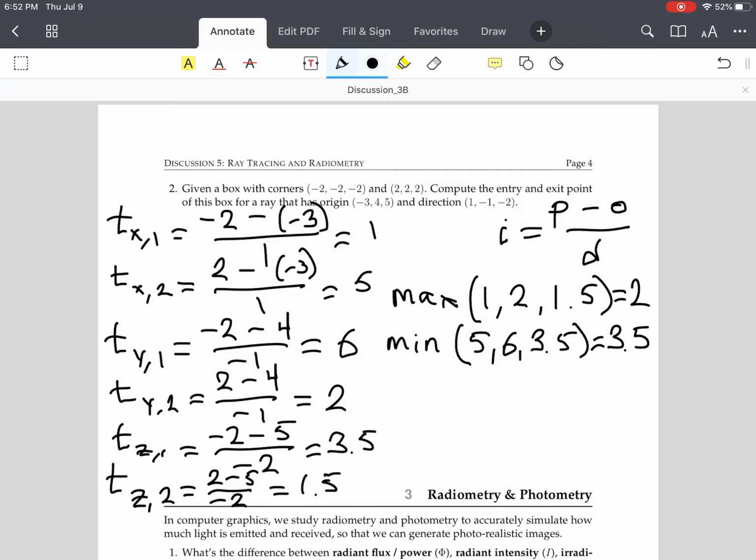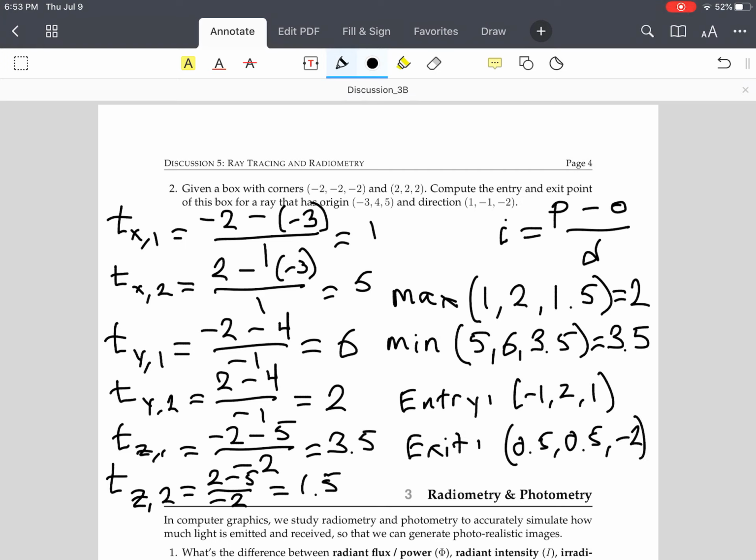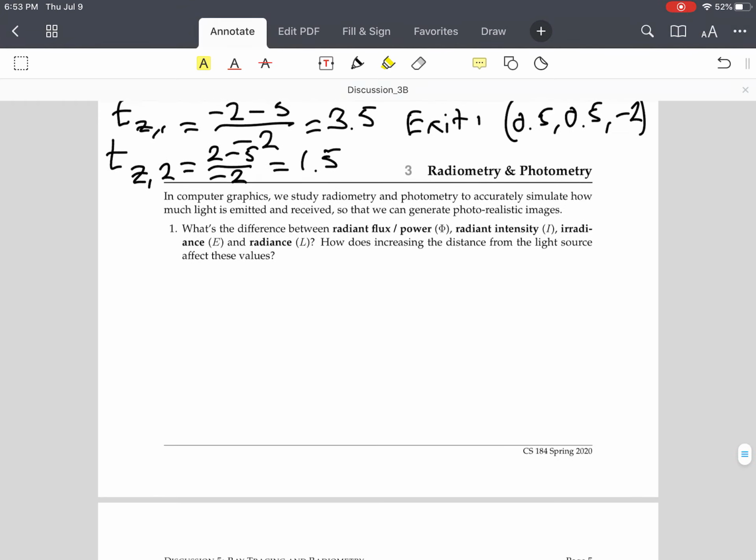Okay? And so if we want to find the actual entry and exit point, we just take these times, plug it back into the O plus TD equation. And so I'm not going to actually go through and do the math right now. It's quite simple, but it's going to be entry is -1, 1, and exit is 0.5, 0.5, and -2. Okay, so that's how we do intersection with the bounding box. You all will have to implement this in the project, so it's good practice, and keep in mind. All right, let's keep going.